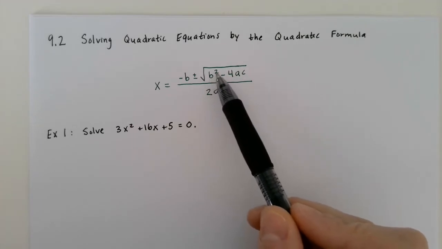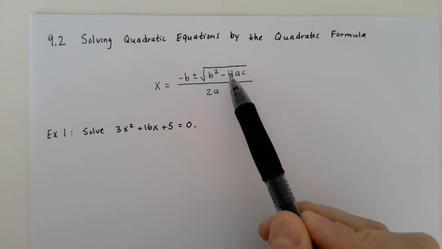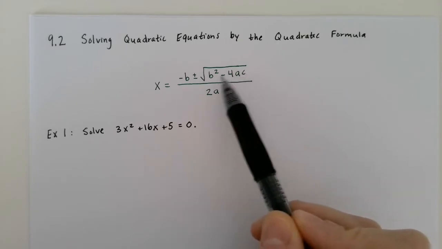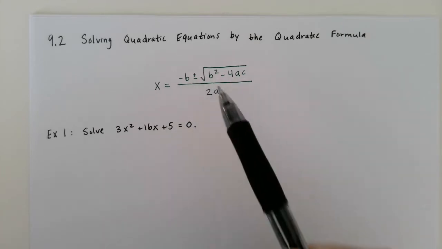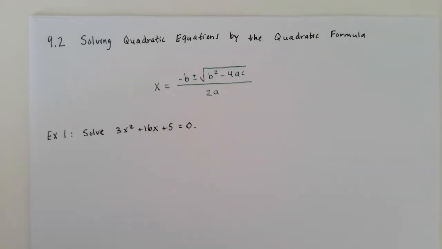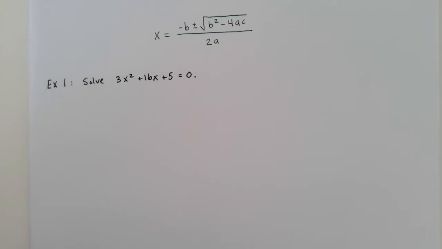And so we're going to do b squared minus 4 times a times c. This is all one term, so you want to multiply all this out and then subtract it from b squared. And the entire numerator is divided by 2a. So let's jump into an example and see how the formula works out.